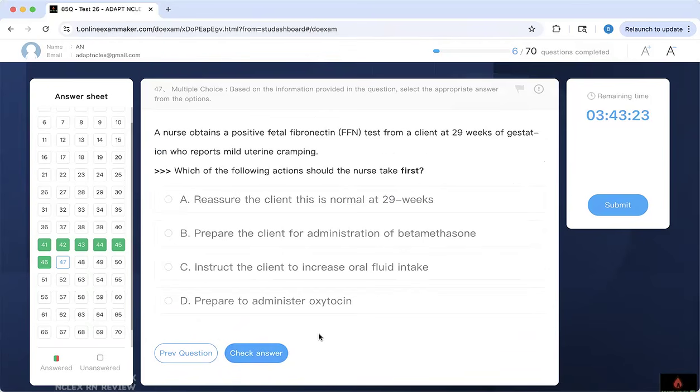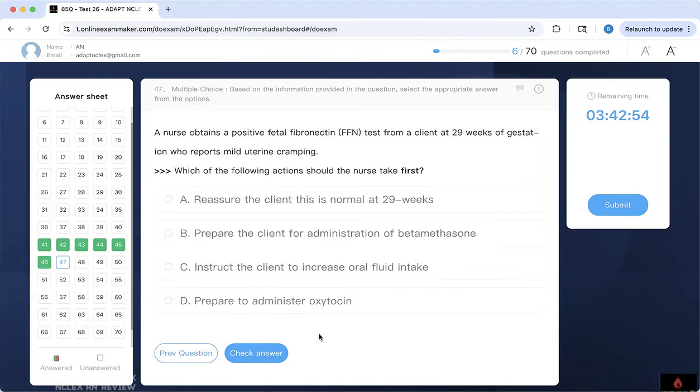Prioritization, management of care. A nurse obtains a positive fetal fibronectin test for a client at 29 weeks of gestation who reports mild uterine cramping. Which of the following actions should the nurse take first? Maternity pharmacology. Reassure the client this is normal at 29 weeks. Prepare the client for administration of beta medicine. Instruct the client to increase oral fluid intake and prepare to administer Pitocin.